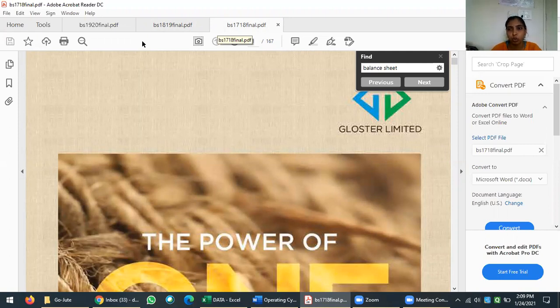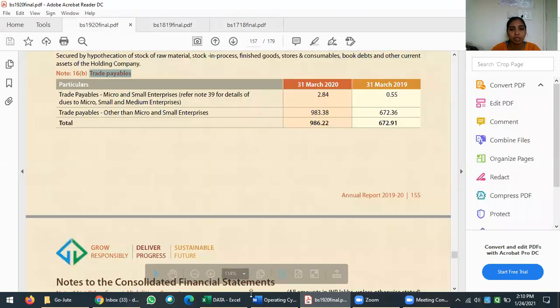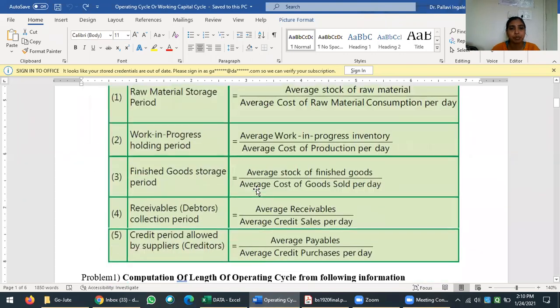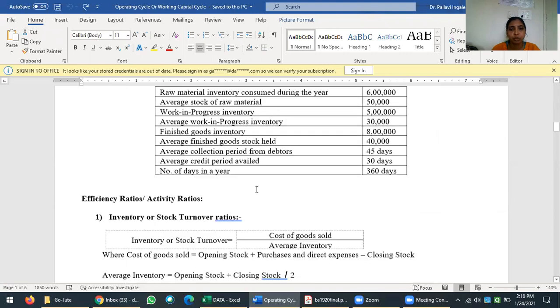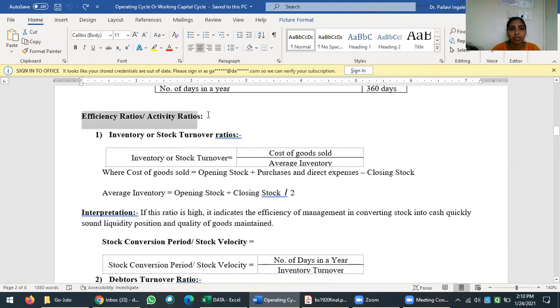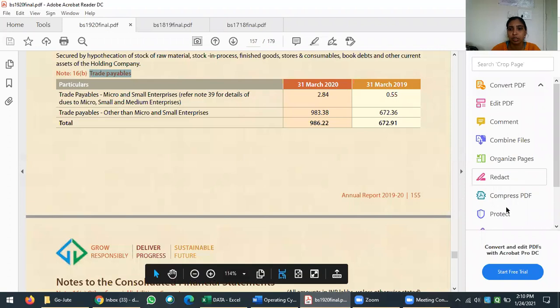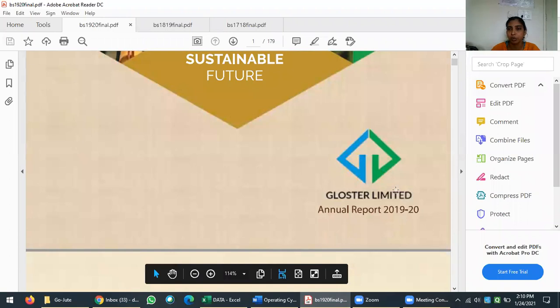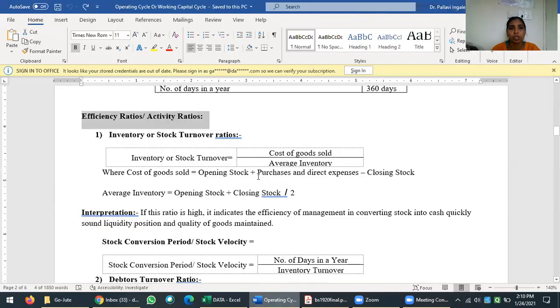Now I will show you step by step how to calculate the operating cycles of the company. First, I will show you the formulas which we are going to use, which I already discussed in our class. This sheet I already shared with you. Here are the efficiency or activity ratios. We are going to use these activity ratios for calculating the operating cycle of Gloster India Limited, whose balance sheet we have.